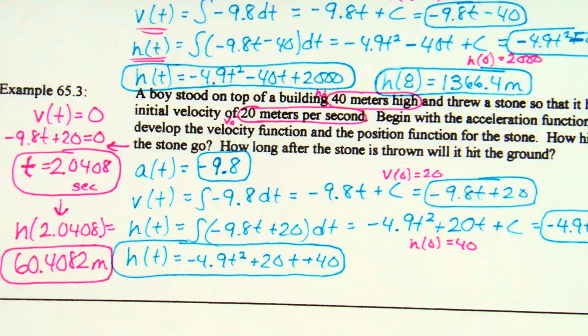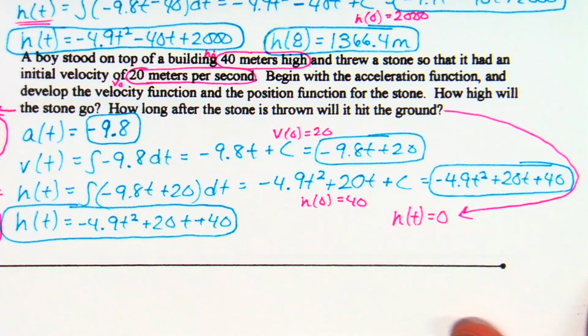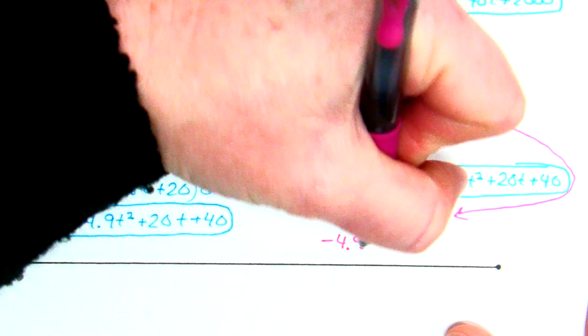Okay. Last question. How long after the stone is thrown will it hit the ground? What do you know when a stone hits the ground? Its height is 0. Okay, velocity is 0, yes, but we just did the velocity equals 0, and that was the height up above. So we want to know, when does the height equal 0? So when does h of t equal 0? Do we have a height formula? Yes, but there's a catch. So we know that we're trying to figure out when negative 4.9t squared plus 20t plus 40 equals 0.